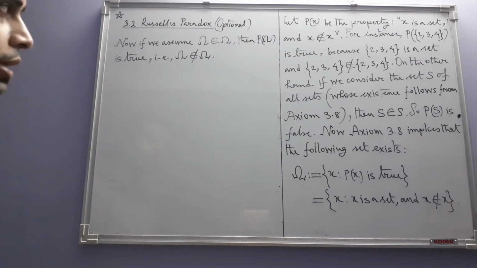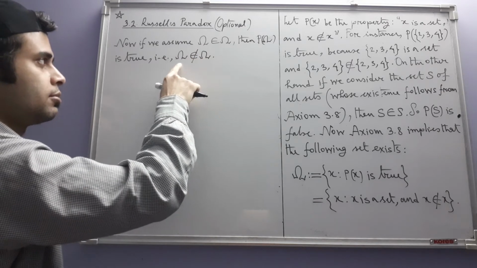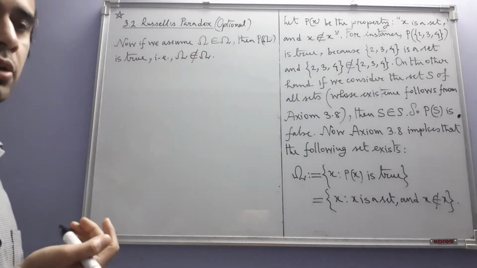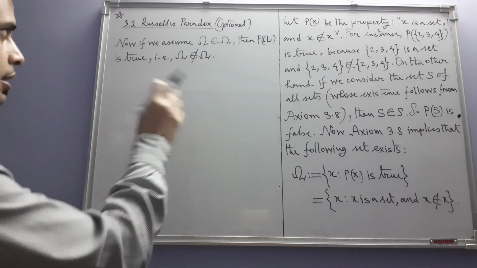So this looks strange because we have assumed that omega belongs to omega and the consequence is that omega does not belong to omega. Now what about the other assumption?